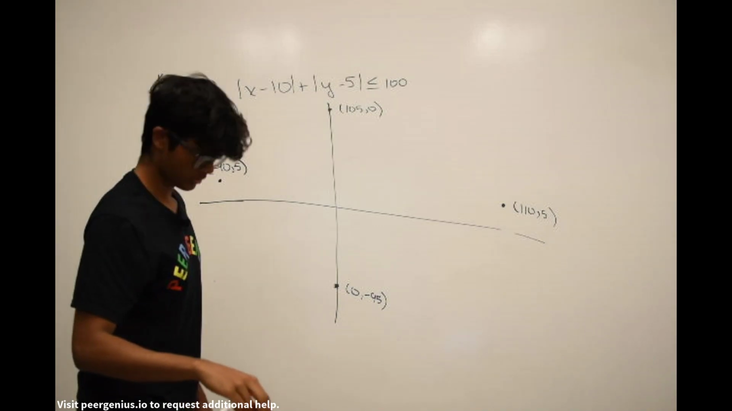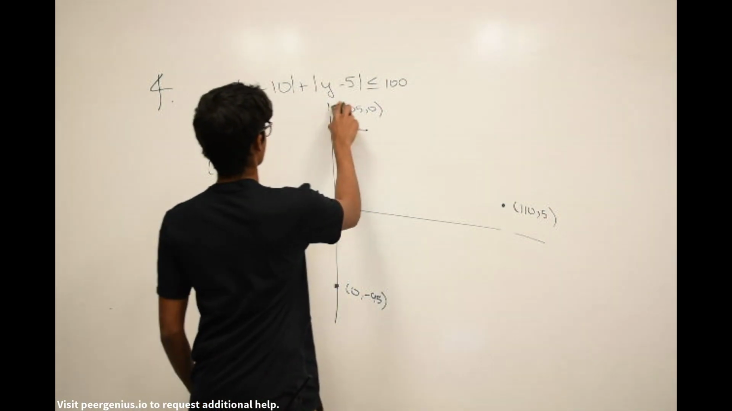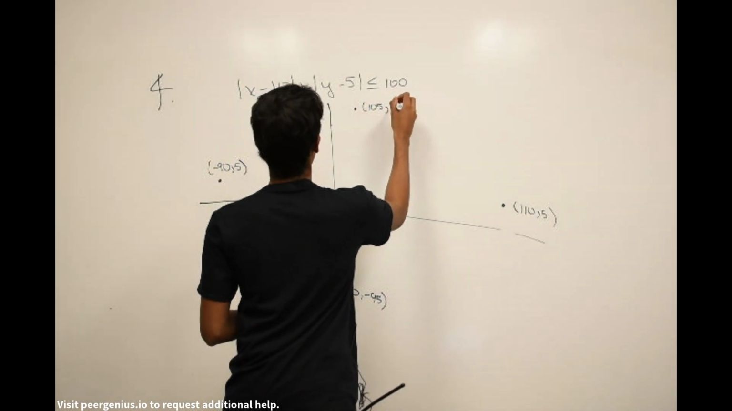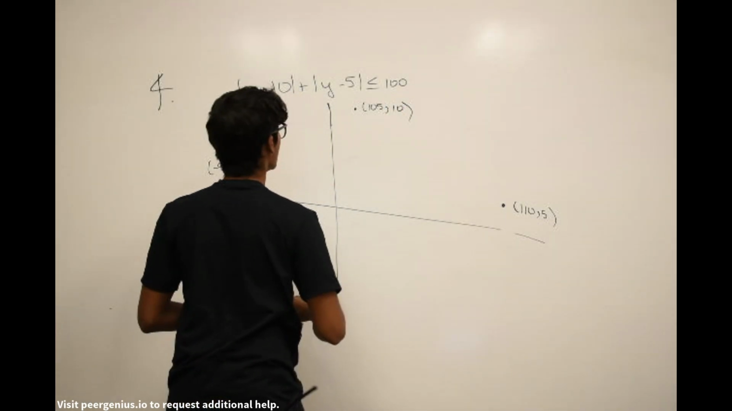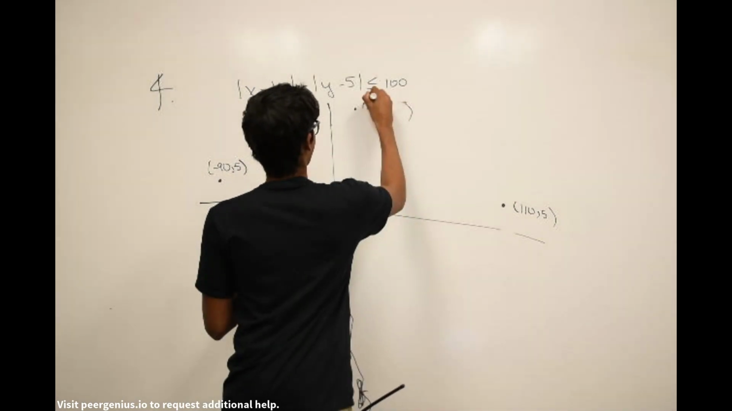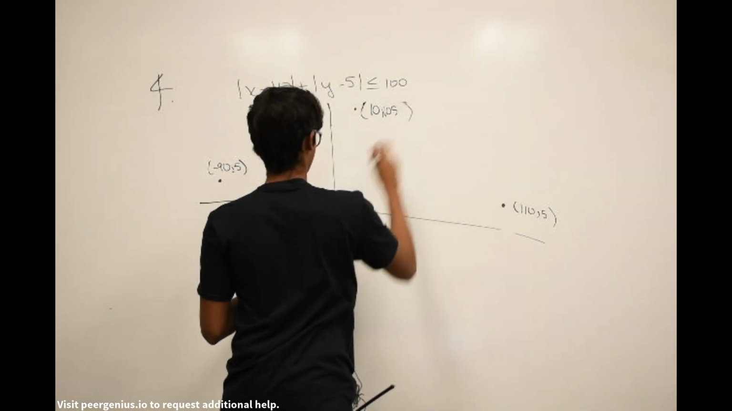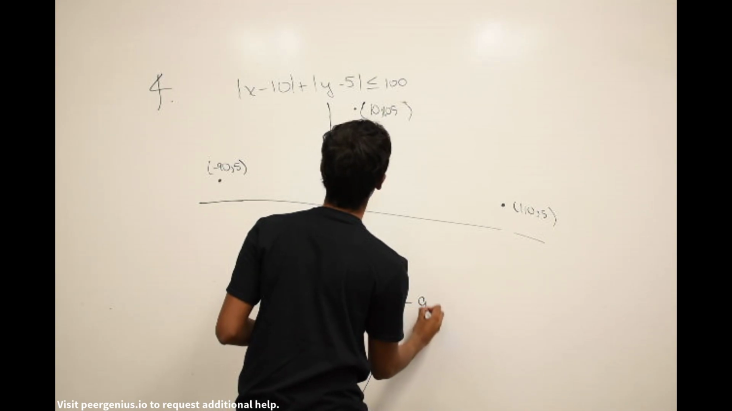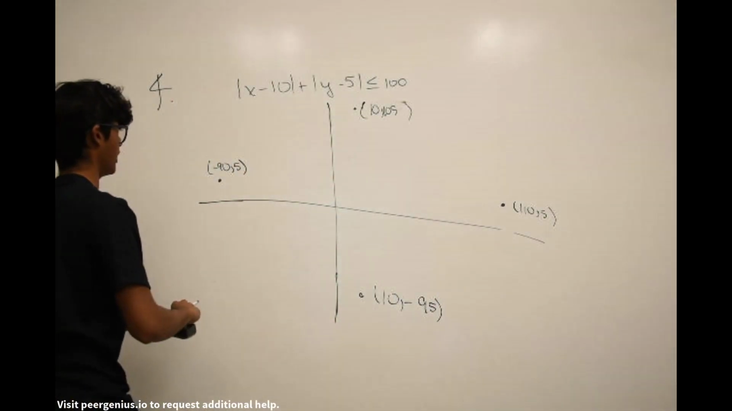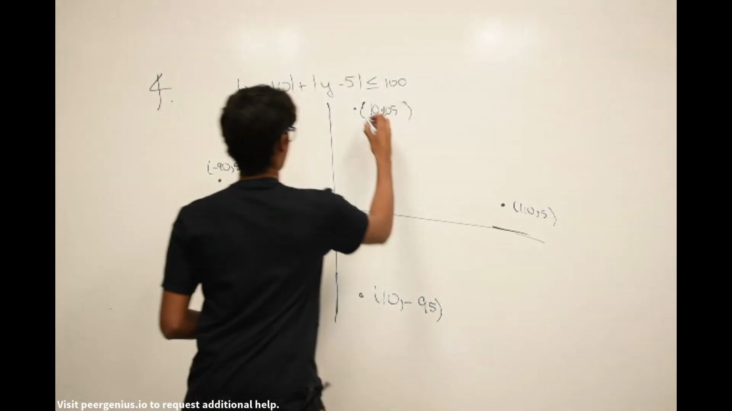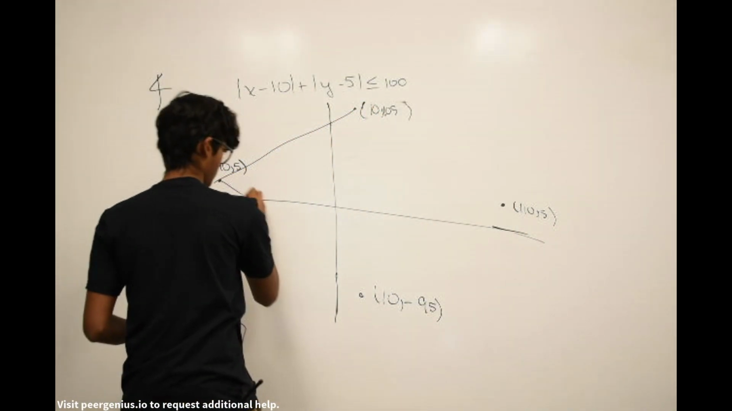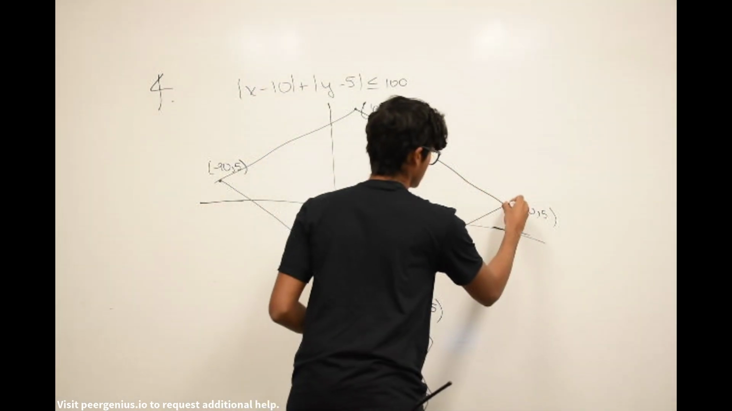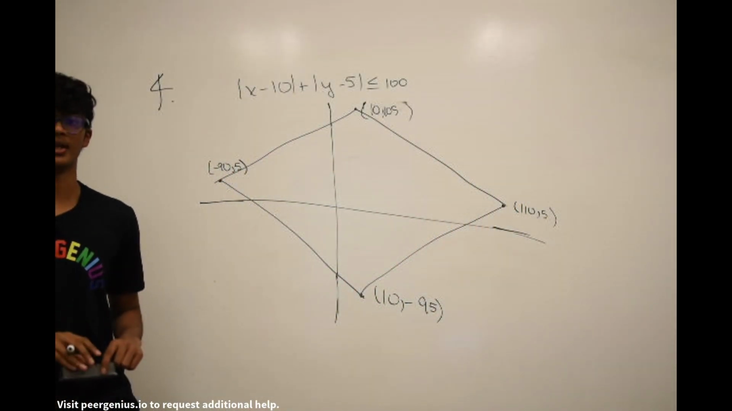And here it should be 105, comma 10, and 10, comma 105, and 10, comma negative 95. So these are all linear, so they're going to be straight lines.